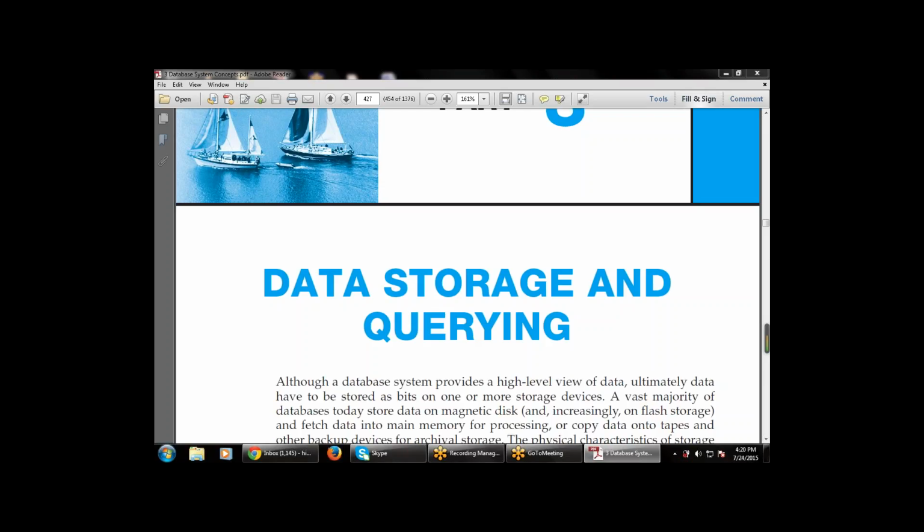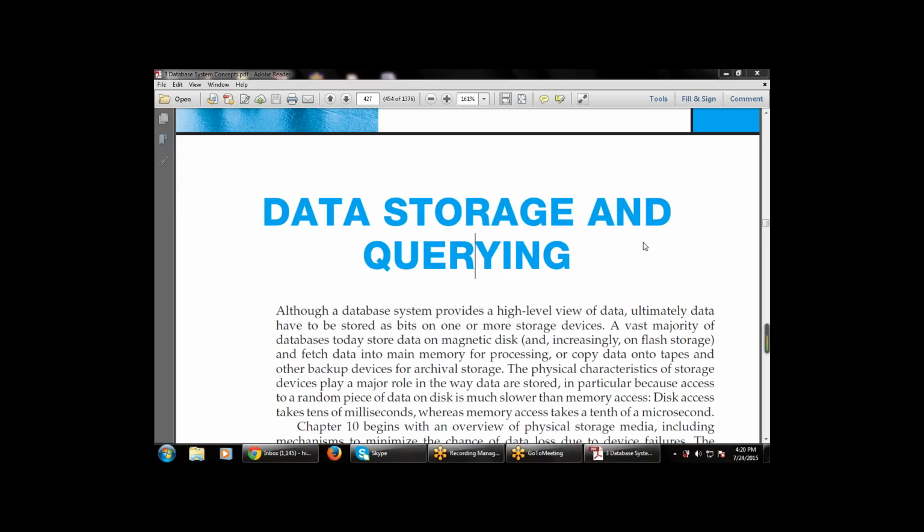So in the last class we started with part number 3, that is the data storage and the querying, that is how to store the data and how to query the data. We studied what the data storage is and the need for data querying, that is how to manage the database. Although a database system provides a high level view of data, ultimately the data has to be stored as bits on storage devices.